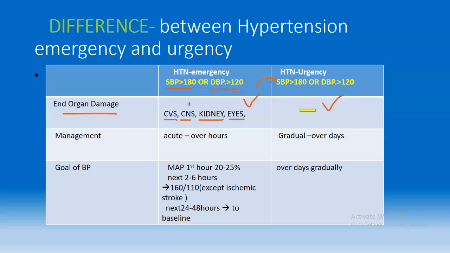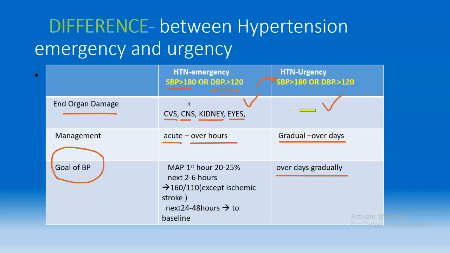So how would you manage hypertensive emergency? We need to manage it acutely. We need to lower the BP over hours. But in urgency, we need to treat it gradually over days because there's no end organ damage. So what will be the goal of BP in both? In urgency, it's easy. Over days, you need to gradually decrease it.